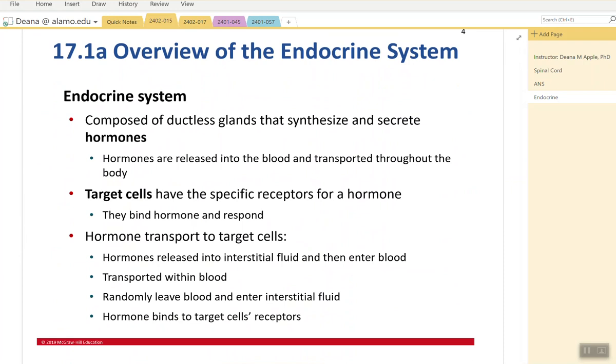So the target cells for each hormone have receptors specific for that hormone. They bind that hormone once it's released into the bloodstream, and then they do something in response to the presence or absence of that hormone. A hormone is secreted from a gland into the interstitial fluid around that gland. It then travels through the bloodstream to the target tissue, goes into the interstitial fluid there, and binds its receptor eventually, causing some action.